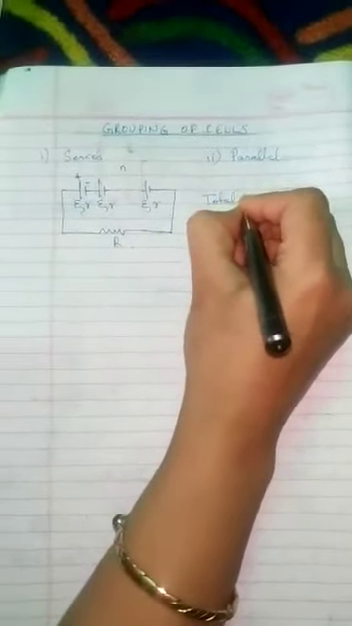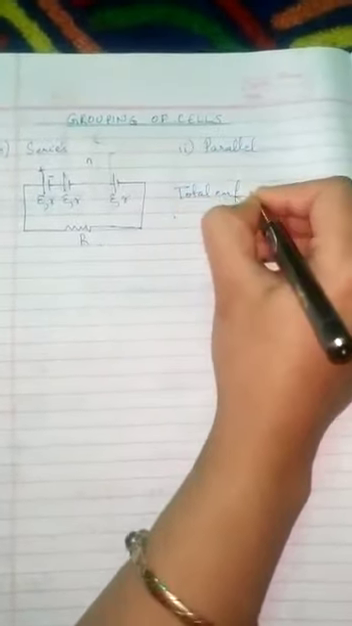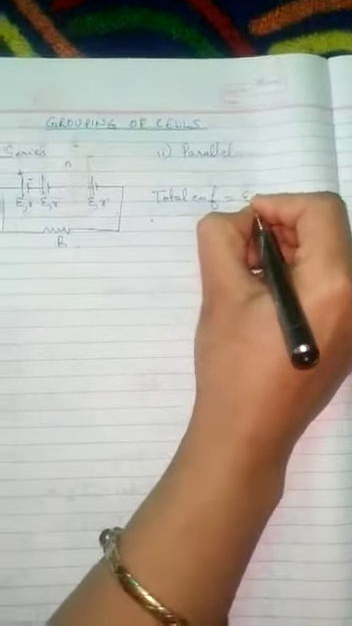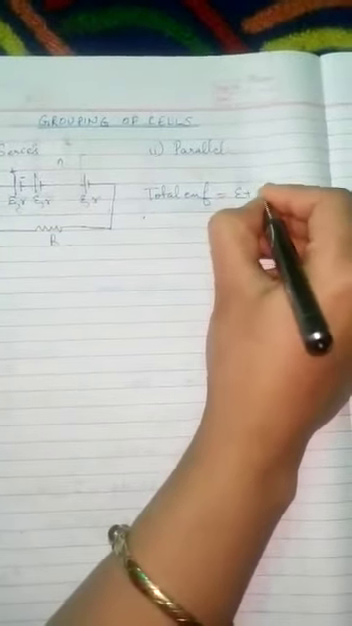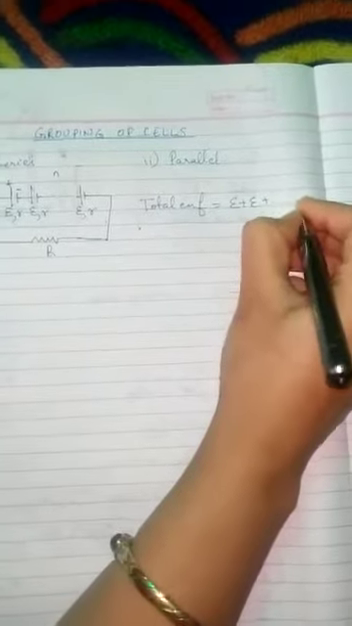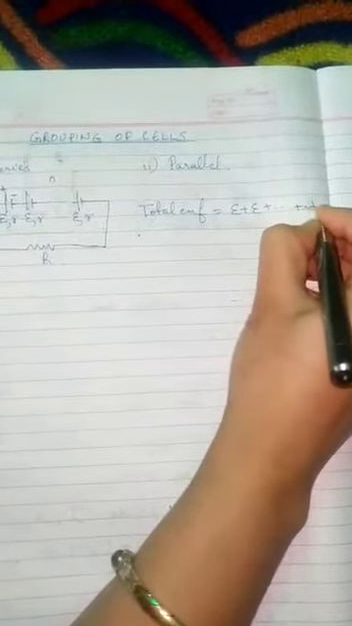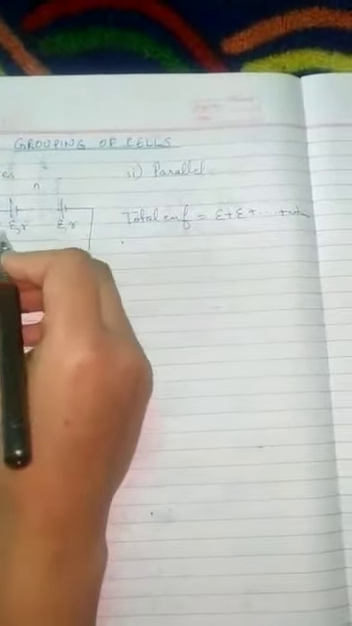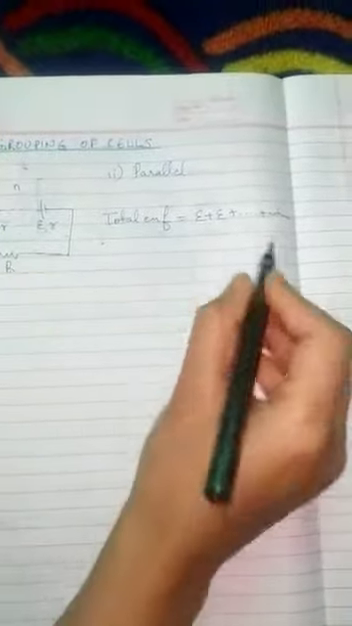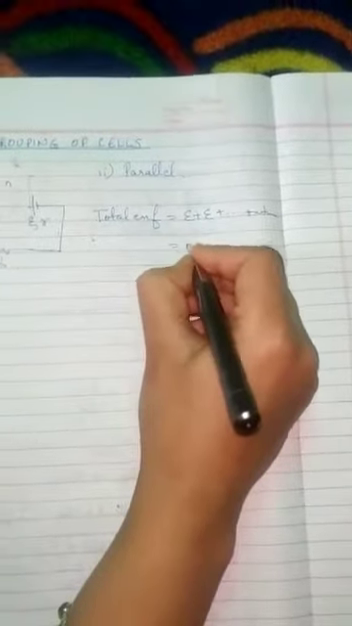So, total EMF of this combination will be equal to epsilon plus epsilon, how many times? n times. You are going to add up the value of EMF of each cell n times. n is the number of cells. So it will be equal to n into epsilon.